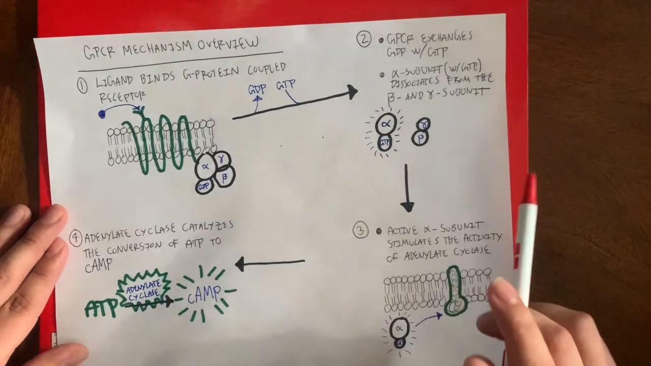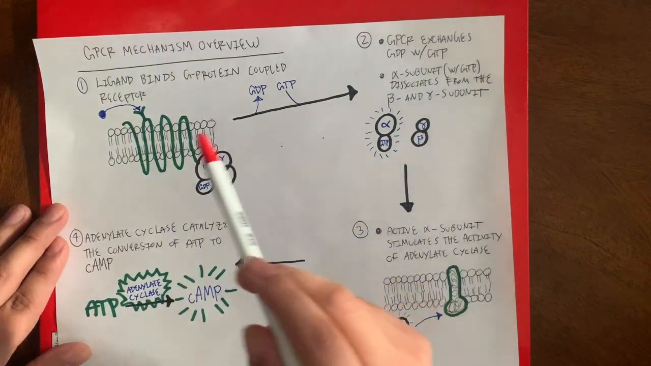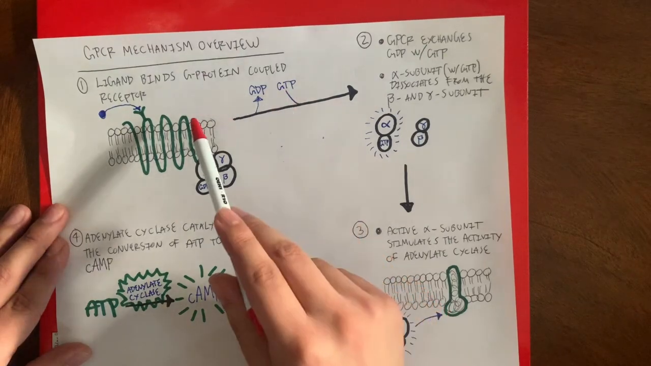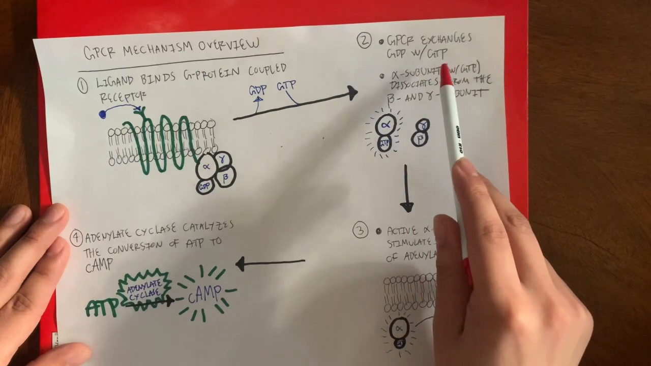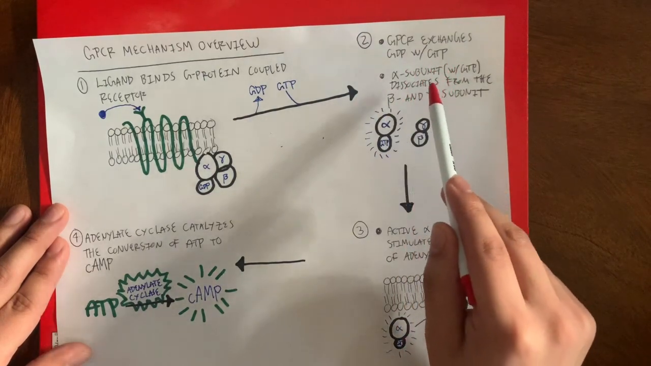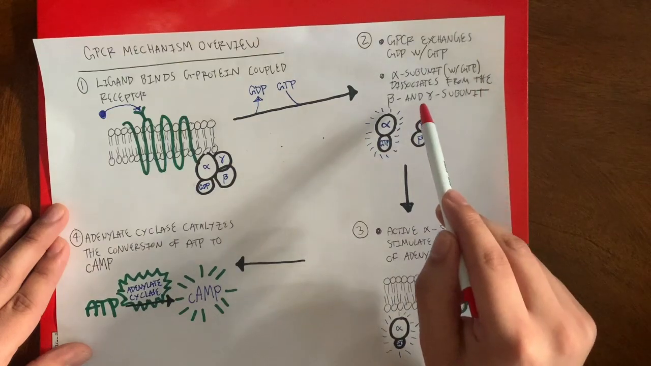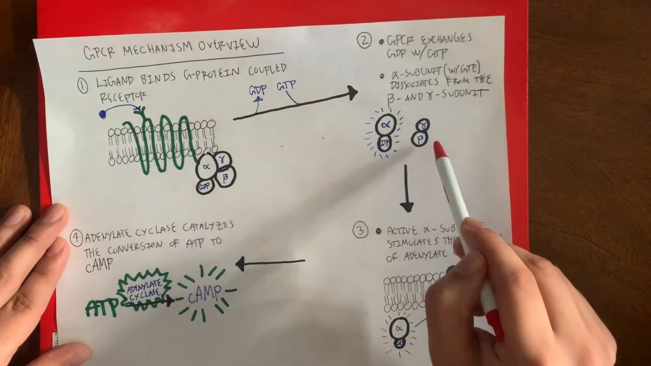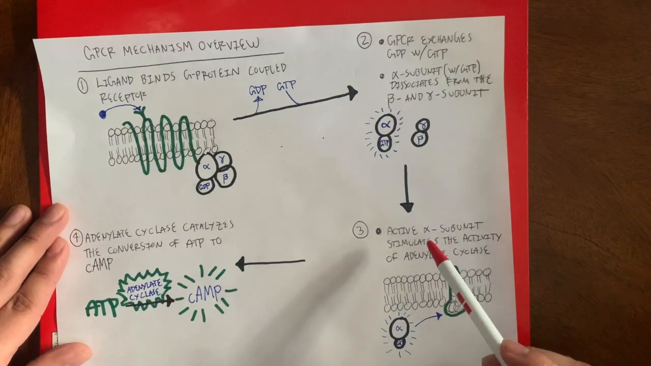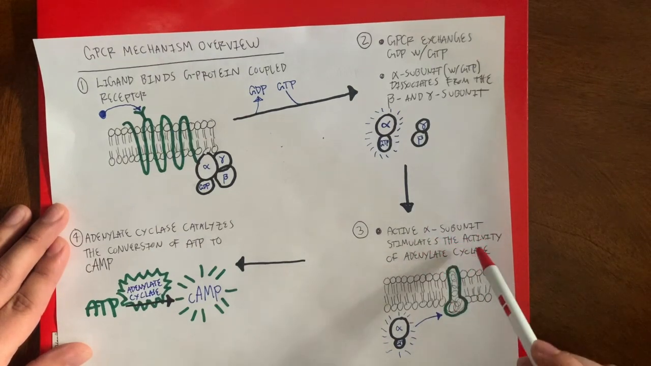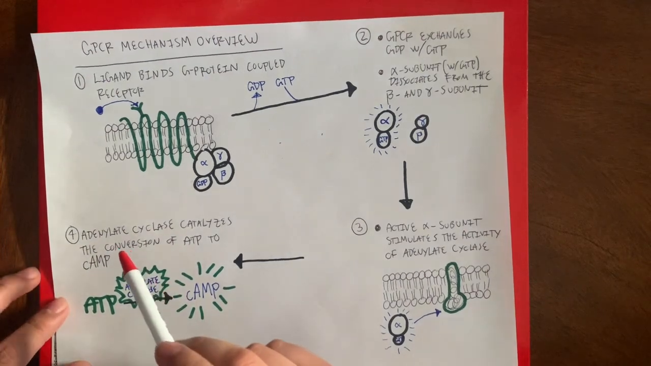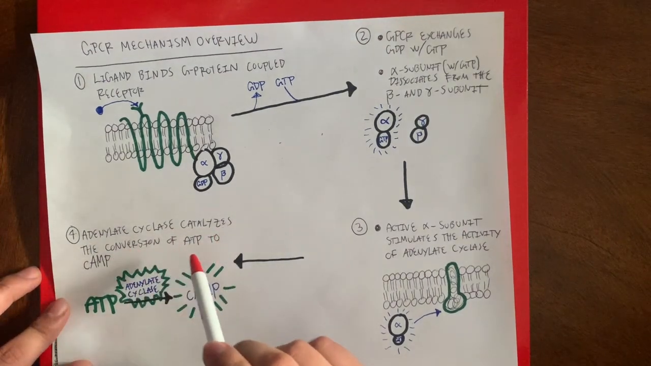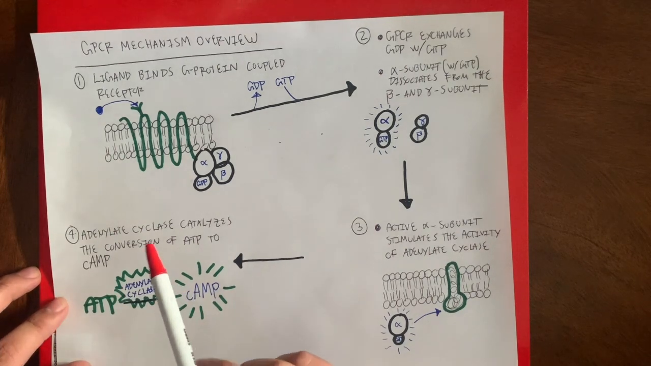And now for an overview of what we just learned. In step 1, the ligand binds to the G protein coupled receptor. The GPCR exchanges GDP with GTP. The alpha subunit dissociates from the beta and the gamma subunit. Now the active alpha subunit stimulates the activity of adenylate cyclase. And the last step, adenylate cyclase catalyzes the conversion of ATP to cyclic AMP.